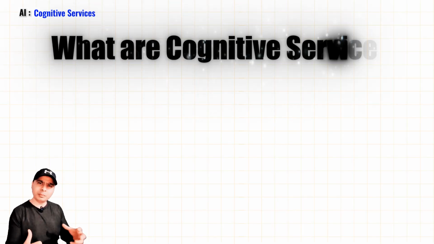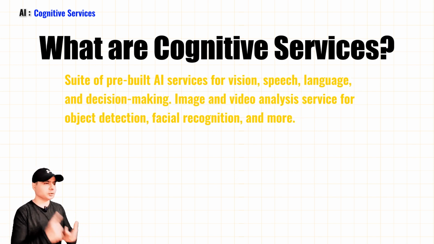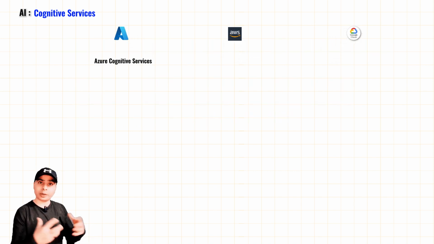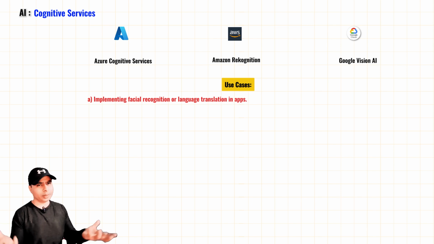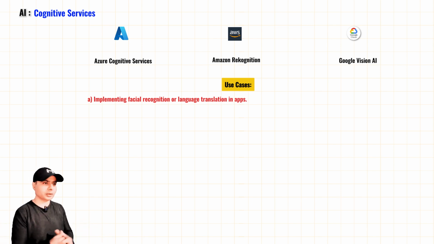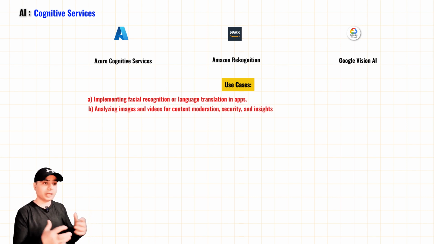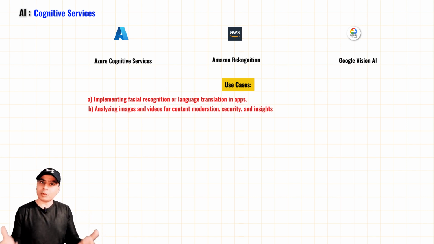So these are pre-built AI services for vision, speech, language, decision making, and really image and video analytics services for object detection, facial recognition, and many more use cases like that. And from the Azure side, we have Azure Cognitive Services, from AWS we have AWS Rekognition, and from Google we have Google Vision AI. Use cases, of course, very understandable: implementing facial recognition and language translation in the application. And the second use case could be analyzing images and videos for content moderation, maybe security, and insights.